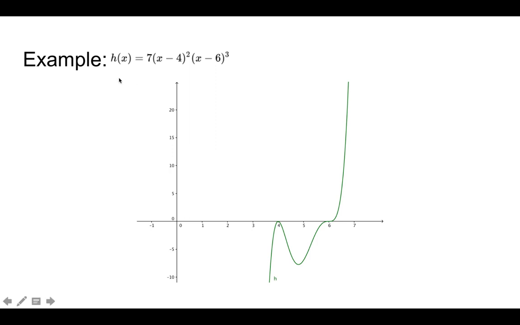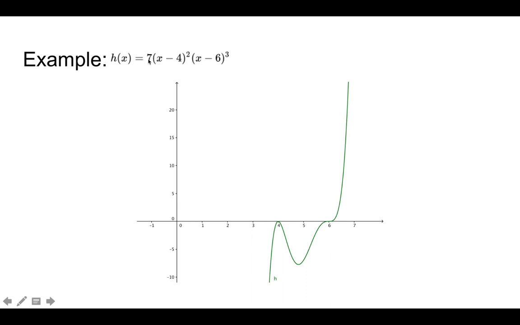Okay. Here's another example. I've got 2 roots, 4 and 6. 4 has a multiplicity of 2, 6 has a multiplicity of 3. So really I have 5 roots. I've got 4 twice and 6 3 times.